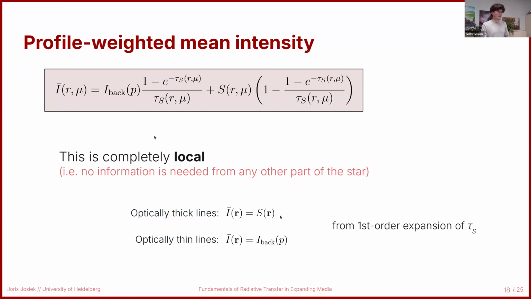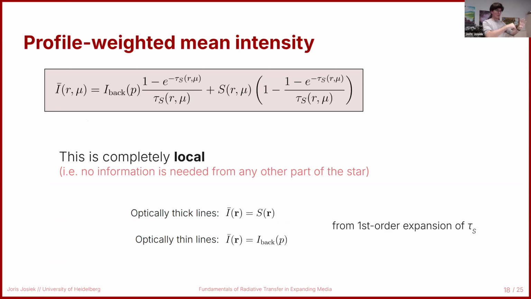What I should also say, by the way, is that this I back is the back illumination of the gas, and this depends on where you are in the star. So if you're in a place that's in front of the core, then this back illumination is whatever intensity is coming out from the star itself. And this is generally frequency dependent.